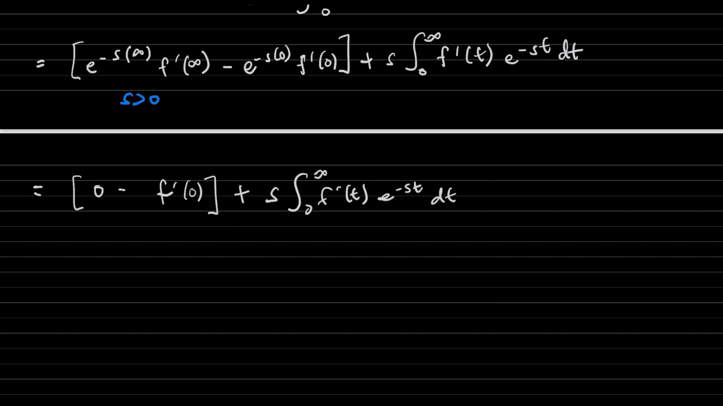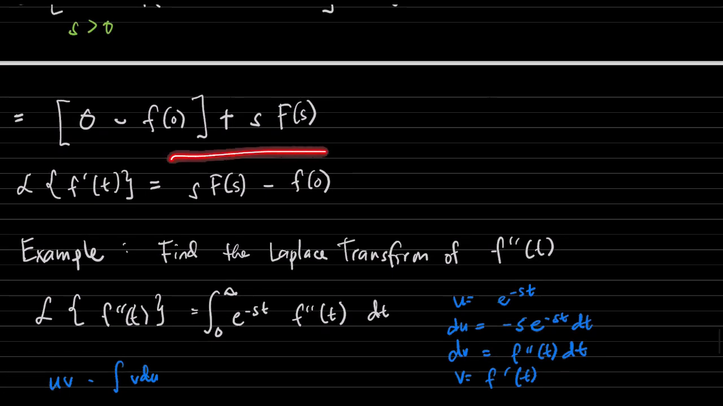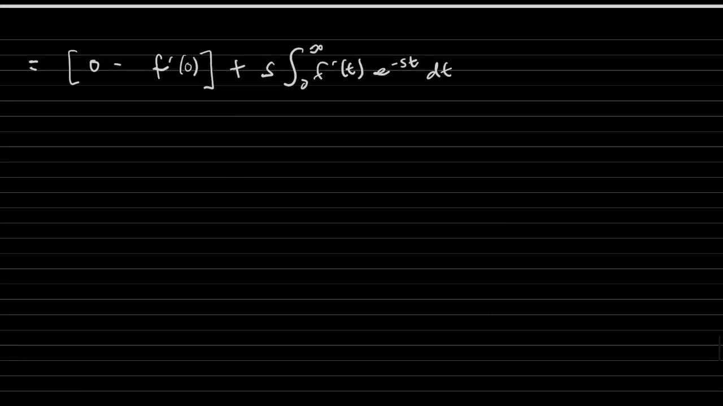So pwede natin balikan yung sagot natin kanina for f prime of t e raised to negative st, since ito na yung nasolve na natin, yung definition ng Laplace transform ng f prime of t, which is just this lang, di ba? So again, ito yung sagot natin kanina, ito: s F of s minus f of 0. So ilagay lang natin siya. So this is negative f prime of 0 plus s times yung sagot natin kanina, s F of s minus f of 0. Tama ba to?